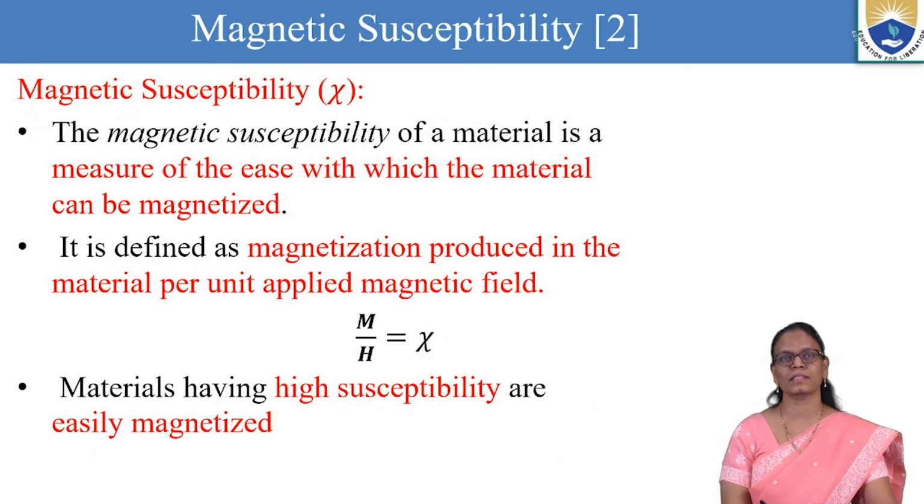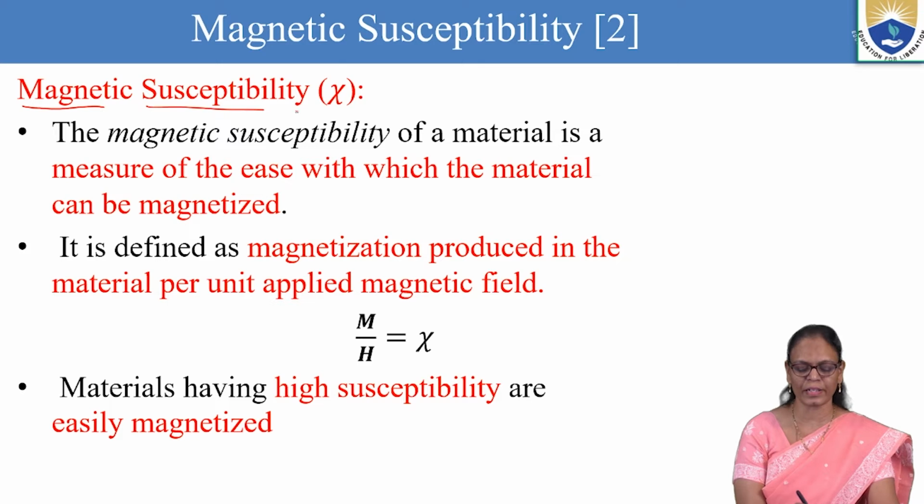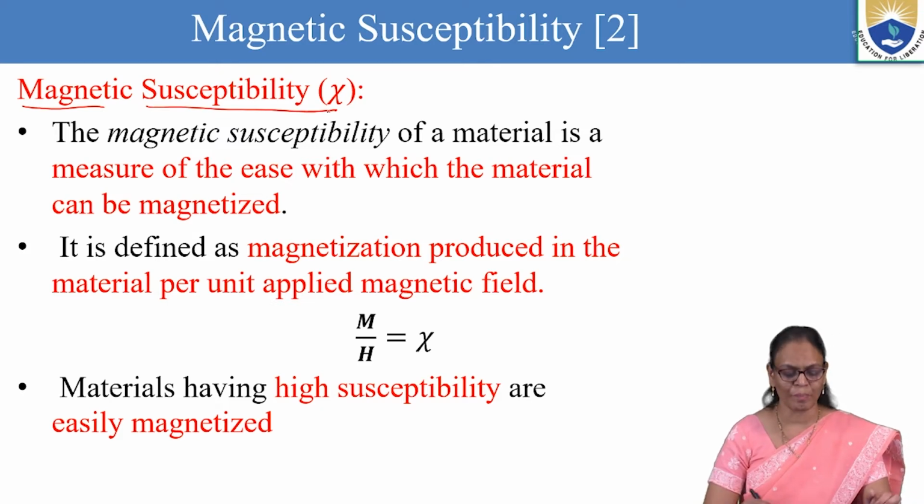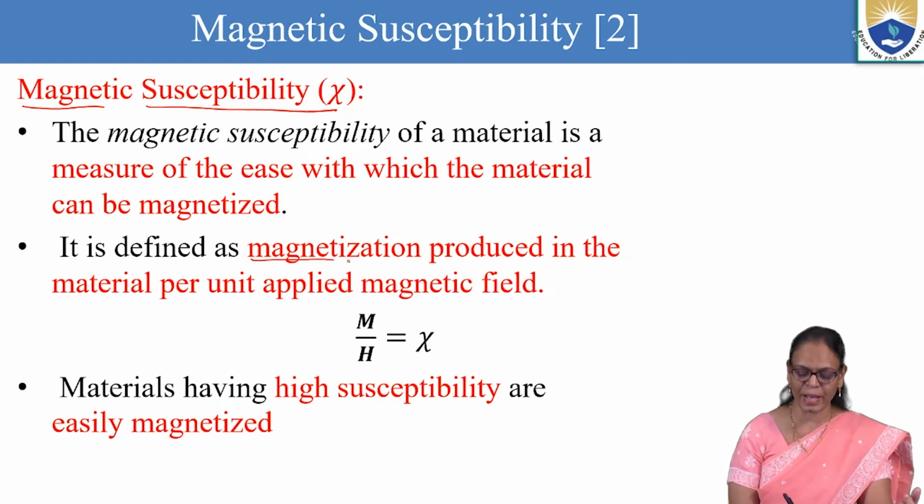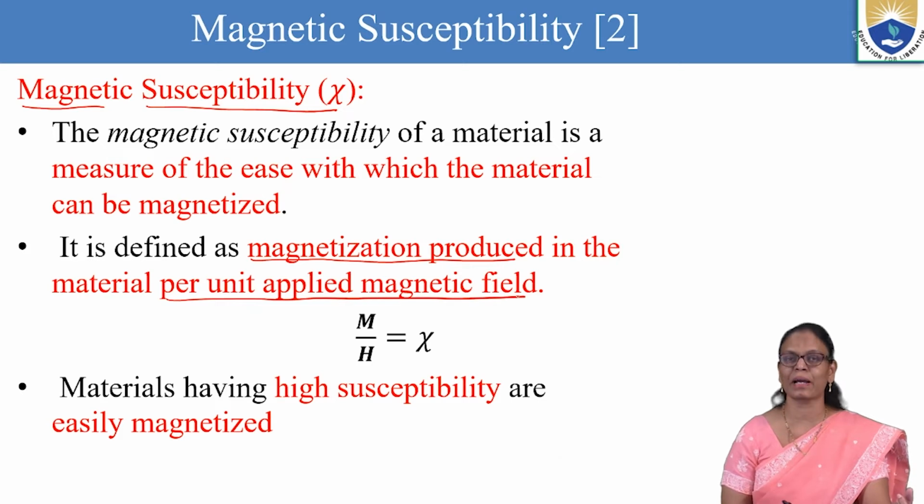So what is this magnetic susceptibility? How can we define the magnetic susceptibility? The magnetic susceptibility of a material is a measure of the ease with which it can be magnetized. How easily a material can be magnetized depends upon the susceptibility of that material. If the susceptibility is high, it can be easily magnetized. If it is low, it cannot be magnetized easily. So it is defined as the magnetization produced in the material per unit applied magnetic field.